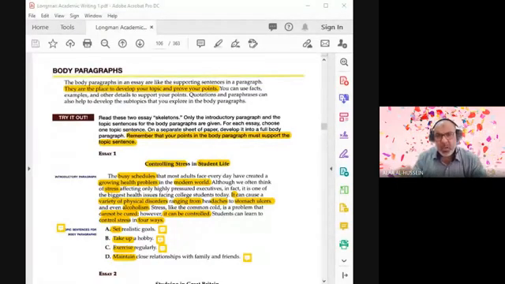So in the introductory paragraph we have a general statement, and at the end of the introductory paragraph we have a thesis sentence. Is that clear? I think that's very clear. Yes, sir. Thank you. Any other question?